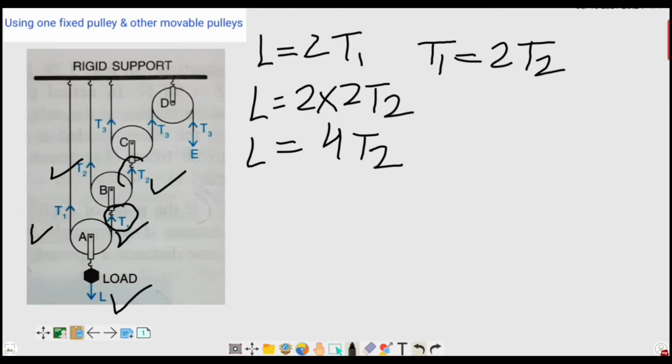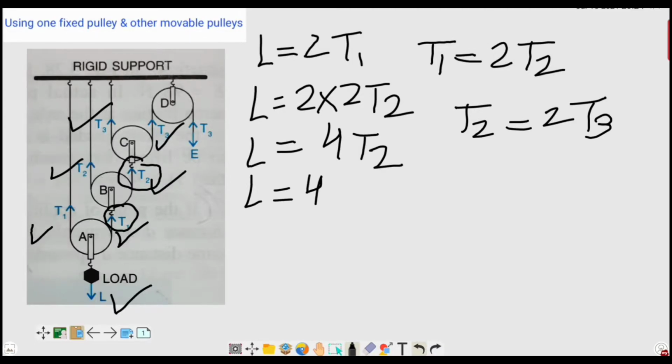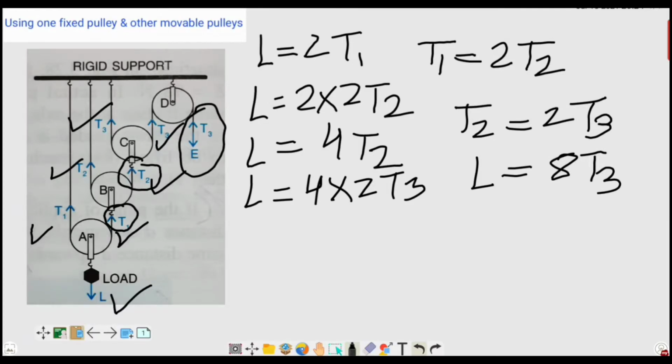Now, T2 is again supported by two segments of the third string, that is T3. So your T2 will be 2T3. When you substitute in this, your load till now is 8T3. But the effort is supported by only one free end, that is T3.